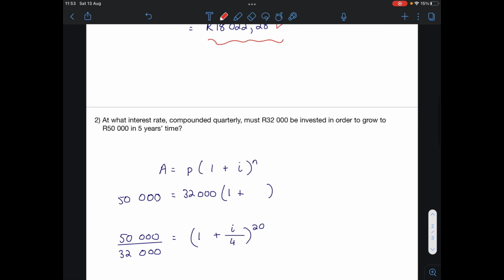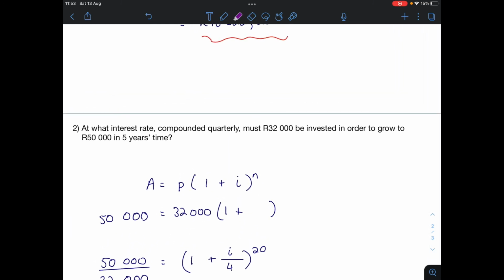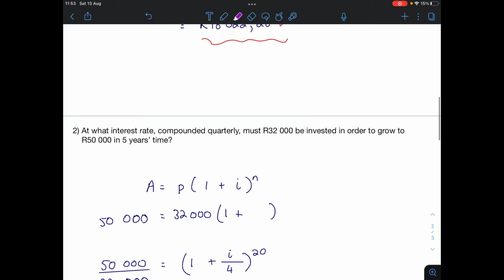We start again with highlighting what we need to highlight. At what interest rate, compounded quarterly, must 32,000 be invested in order to grow to 50,000 in 5 years' time? Now, don't be scared to read this a few times. It's like a word problem, so we have to read it a few times. So we read it again. At what interest rate, compounded quarterly? Okay, so we remember that means I've got to divide by 4, my interest rate. Must 32,000 be invested? So that's going to be my P.